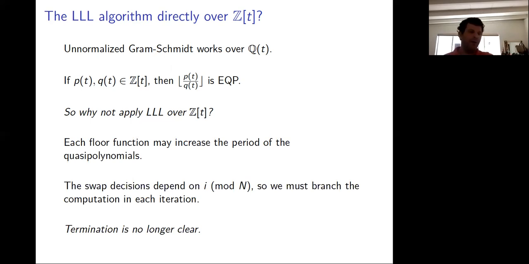Now, since we have quasi-polynomials, deciding when to swap two vectors is going to depend on i modulo the common period. So you're going to have to branch the computation each time you iterate. And furthermore, you're going to wind up with denominators, and you have to do variable changes which increase the coefficients as you go along. We thought about this, and we don't actually know if you literally try to follow the algorithm, whether it will even terminate. And even if it did, it would be messy, and it's not clear how things would work. So we do something else.